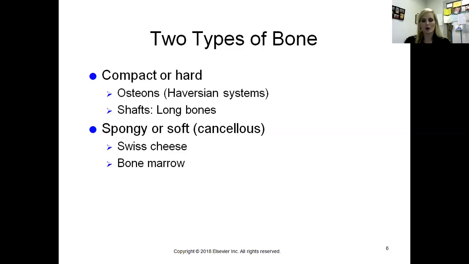Within that compact bone, we have these series called osteons, and I'm going to show you guys a picture of that. And then we have the spongy bone, like I said, on the inside. It looks like Swiss cheese, but that is where our bone marrow is going to be contained.